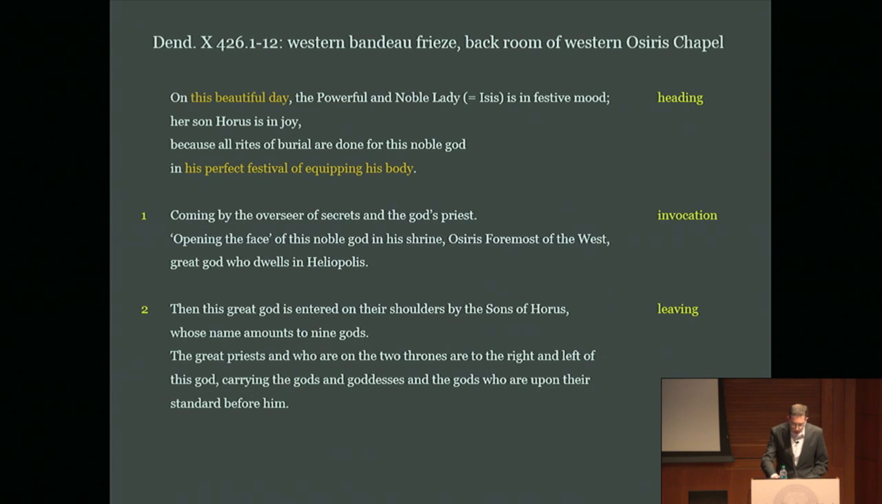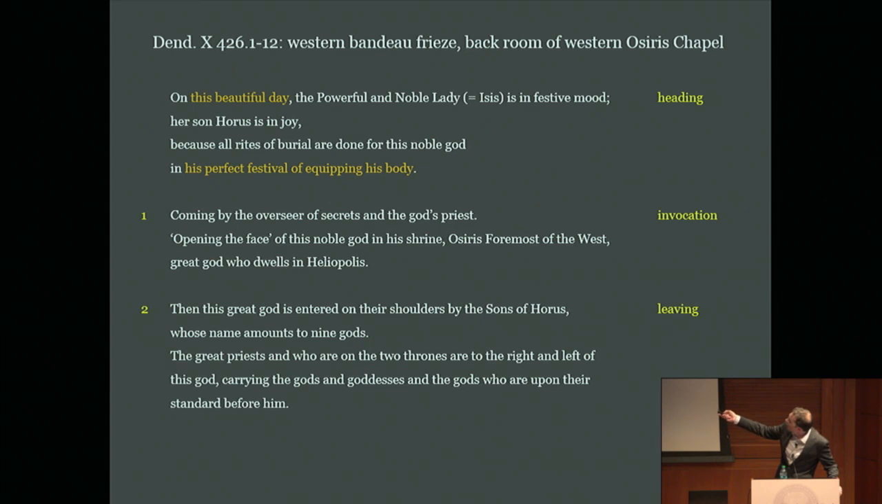The text can be broken down into a heading and 5 episodes, and let's go over them, because it's really interesting. So the heading says, on this beautiful day, it's a day of rowing in a sense, the powerful and the noble lady, Isis, the widow, the wife of Osiris, is in a festive mood. Her son Horus is in joy, because all the rituals of burial are to be done for this noble god, Osiris. Again, in reality, the Osiris figurine.